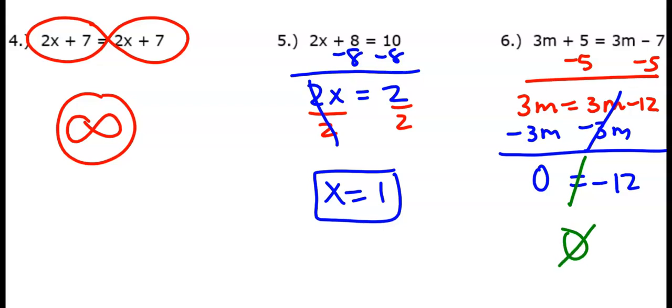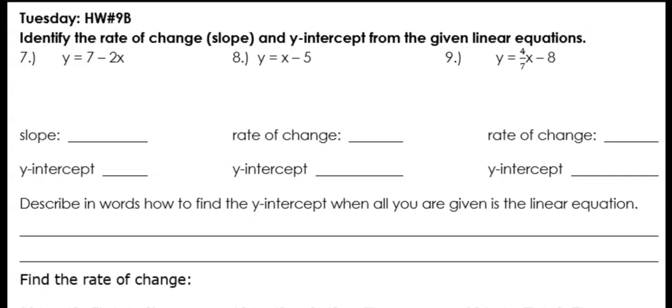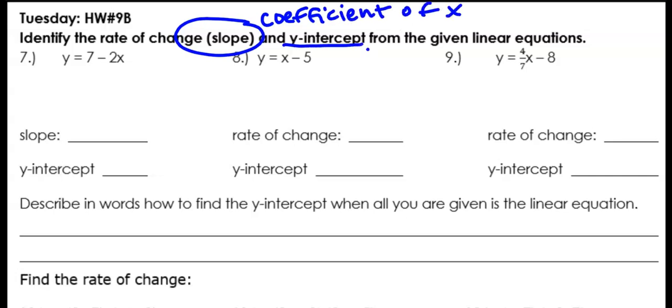Let's take a look at the next section. Identifying the rate of change, known as the slope, and the y-intercept when given a linear equation. The slope is always the coefficient of x. And the y-intercept is always the constant.